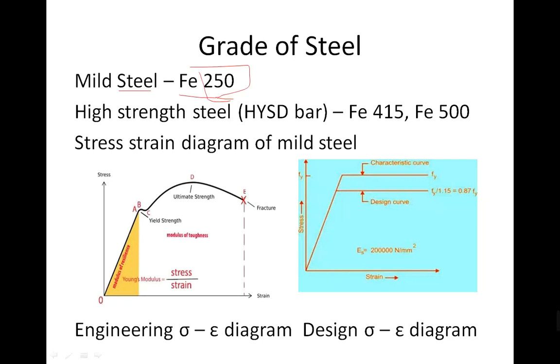Mild steel is designated by Fe250, where 250 is the yield strength of the steel. Similarly, high strength steel is designated by Fe 415, Fe 500, and so on. Sometimes it is called HYSD bar. H means high, Y for yield, and S for strength, and D for ductile. So HYSD bars are also used in design.